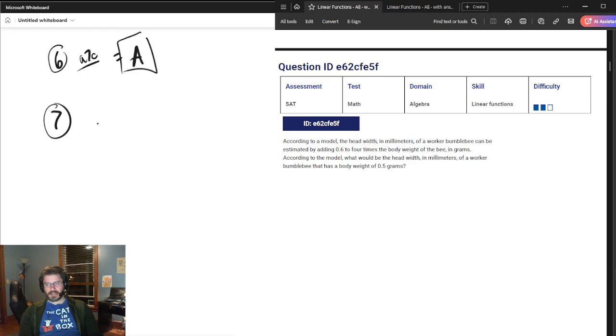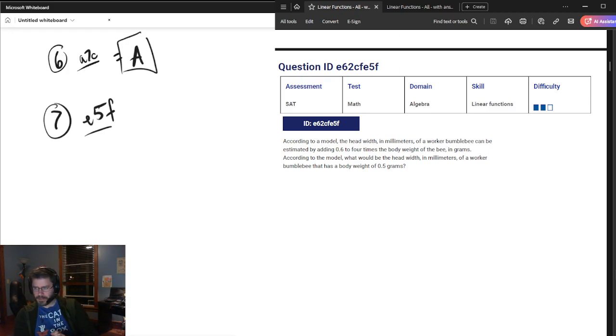Next one, ending code E5F, pardon me. Word problem again. We have a bumblebee's head width can be estimated by adding 0.6 to 4 times the body weight, so 4w plus 0.6 is our linear function. y equals mx, where x is w in this case, the weight, and b, the y-intercept, the beginning value, because we will at the very least have 0.6.